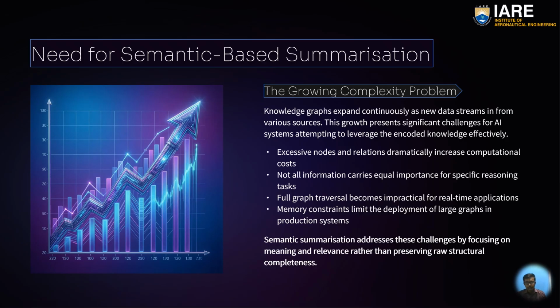Here, four important aspects. First aspect is that the excessive nodes and relations dramatically increase computational costs. Not all information carries equal importance for specific reasoning tasks. Full graph traversal becomes impractical for real-time applications. Memory constraints limit the deployment of large graphs in production systems. Semantic summarization hence addresses these challenges by focusing on meaning and relevance rather than preserving raw structural completeness. Hence, this is the justification for the need of semantic-based approach.